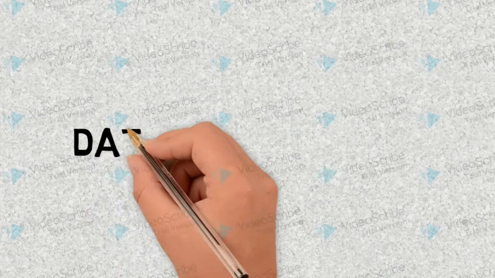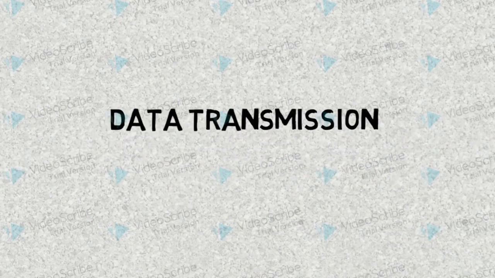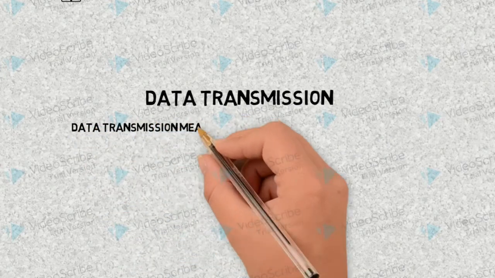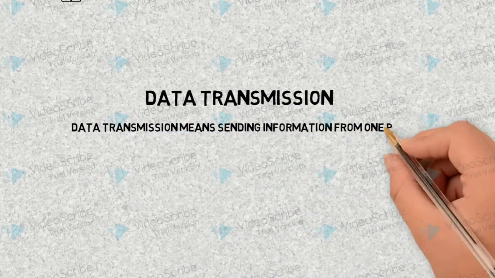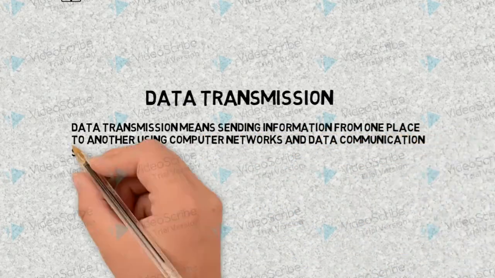What is data transmission? Data transmission means sending information from one place to another using computer network and data communication system in computer technology. For example, fiber optics and satellite communication, etc.